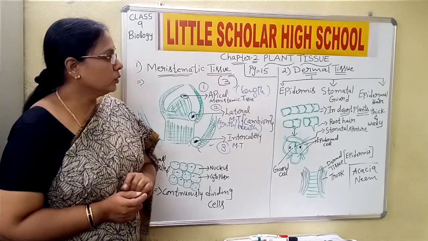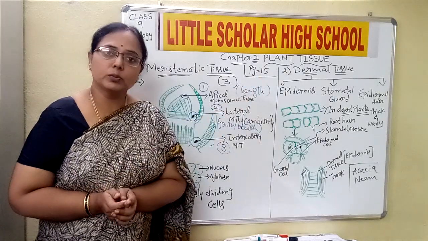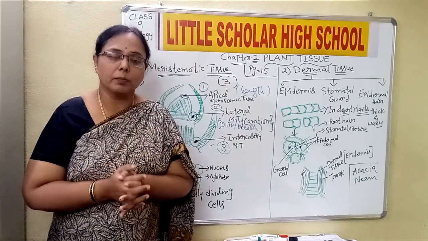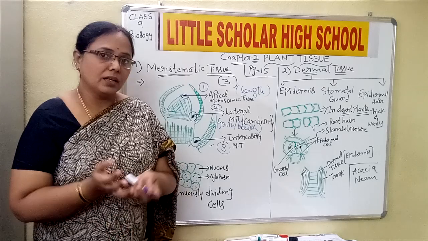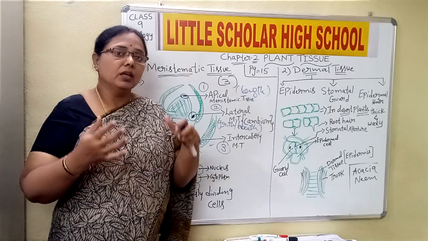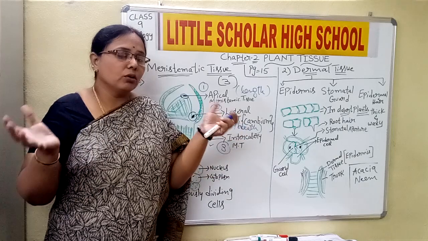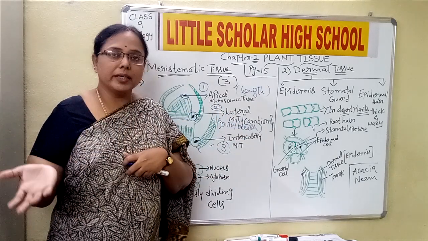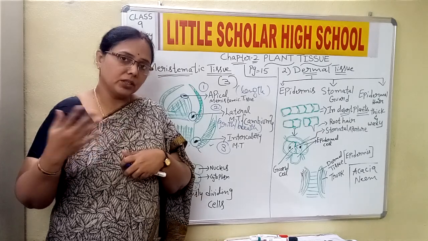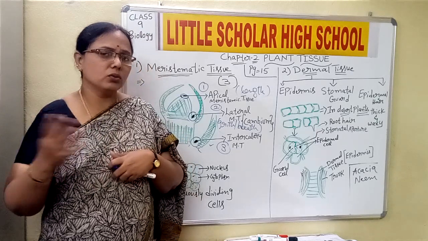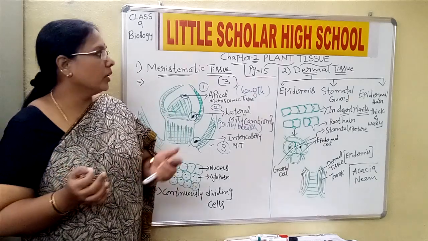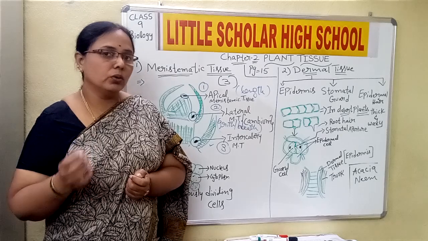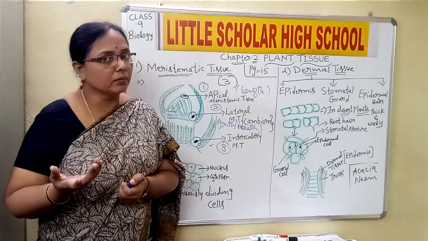Now let us move to the dermal tissue. From the name itself, dermal or dermis means what? Skin. As our body is covered with skin, it protects all the internal organs and protects us from insect bites, external temperature or weather conditions, wind, cold, whatever it is. In the same way, plants are also protected by the dermal tissue. Derma or dermis is nothing but skin.